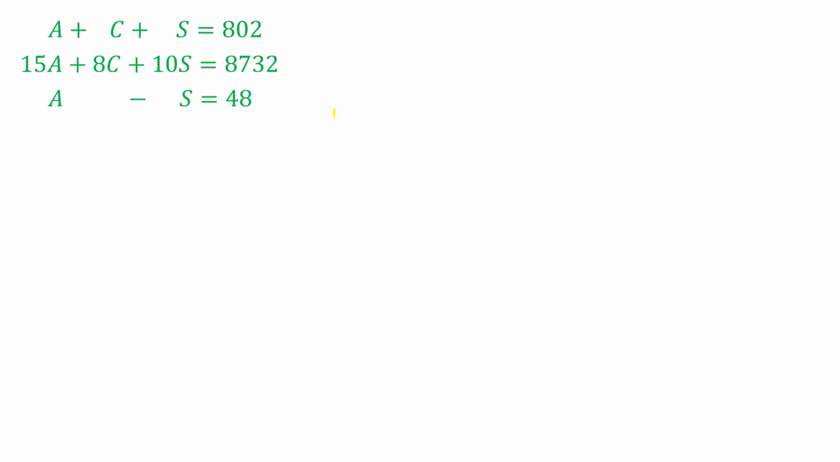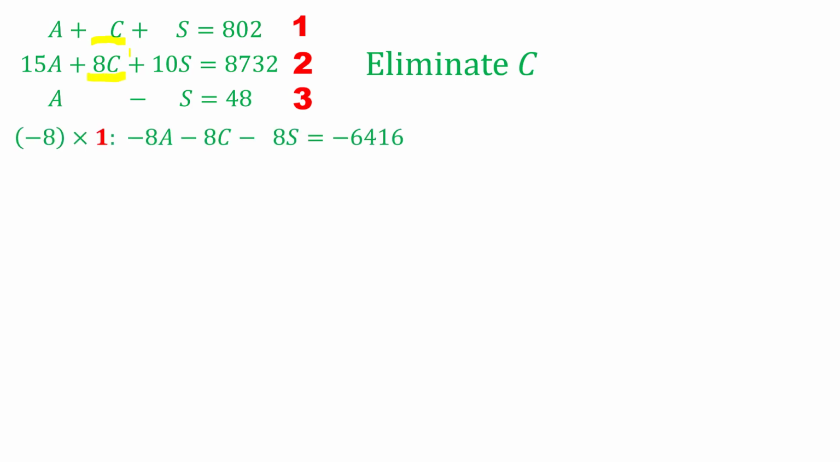Okay, let's move on to solving these three equations. The first thing I'll do is give each equation a name. The first equation I'll call number 1, the second number 2, the third number 3, and then we need to determine which variable we want to eliminate first of all. Seeing that C is missing from equation 3, let's decide to eliminate C. We'll use equations 1 and 2 here, and noting that we'll need to multiply equation 1 by -8, so that when we add equations 1 and 2, we will eliminate the variable C.